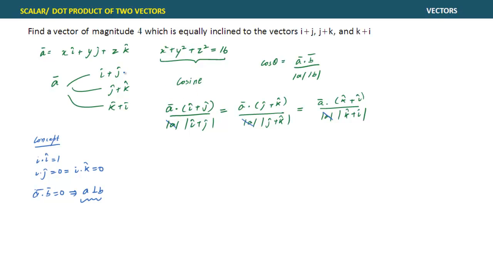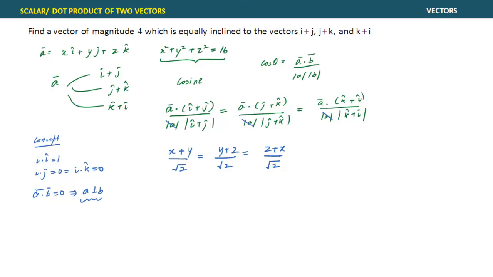So what is A dot I? A dot I will give you only X. So this will be X plus, and J dot will be Y, right? And this will be what? Root 2. Next would be what? J is Y plus Z divided by root 2, and this will be Z plus X by root 2. These three are given to be equal.